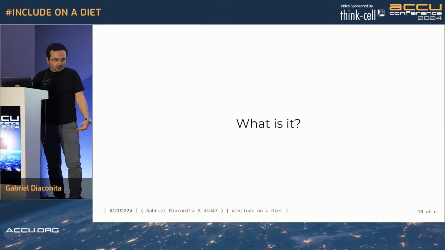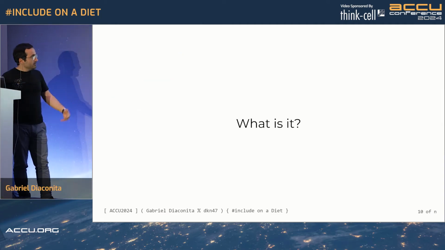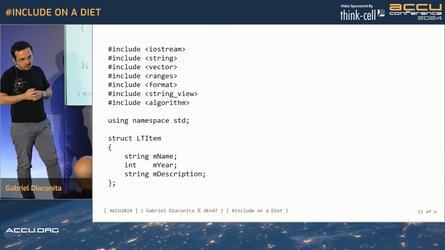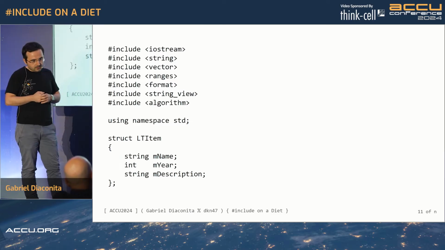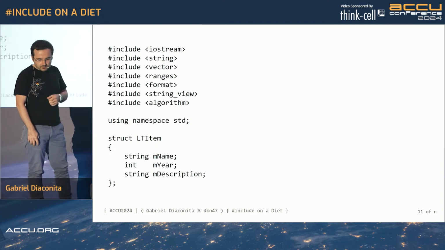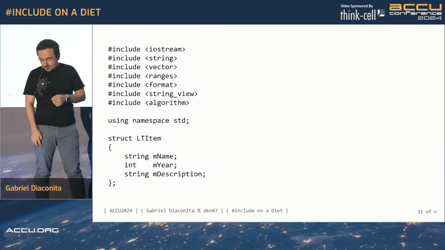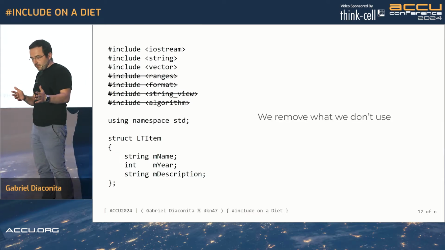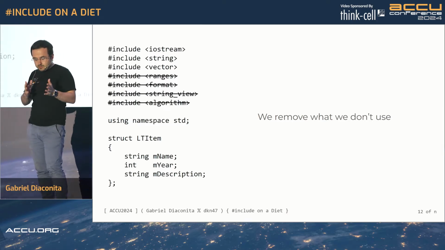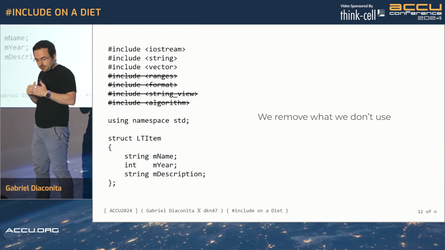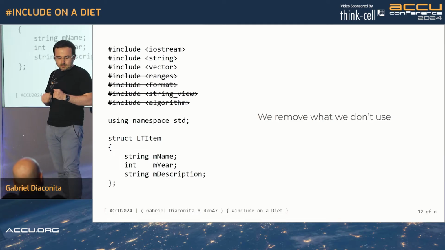So what is it? What do I mean by header pruning or cleaning up includes? In very simple terms, if we take this code that I wrote for my lightning talk 2 days ago, let's say that I'm not using the format library. I'm not using algorithm. We simply have to get rid of them so that my code will include just the things that I need, preferably if we can pinpoint this process accurately enough.